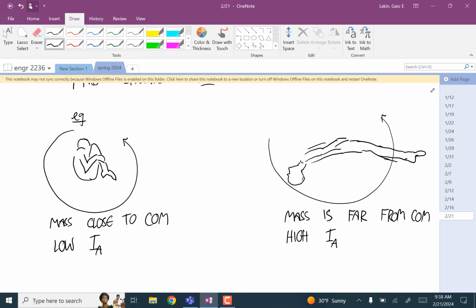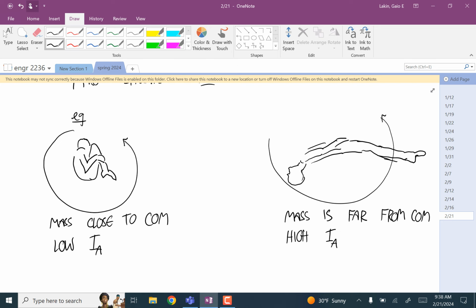Would it be easier to maintain rotation with the mass close to the center of the mass? To maintain it, it's no harder to maintain it. The reason for that is this determines angular acceleration, not angular velocity. Once you're spinning, if there's no friction or anything, you'd keep spinning forever in either of these two positions. But it's harder to get it spinning because it's an angular acceleration to go from 0 spin to whatever your final spin is.